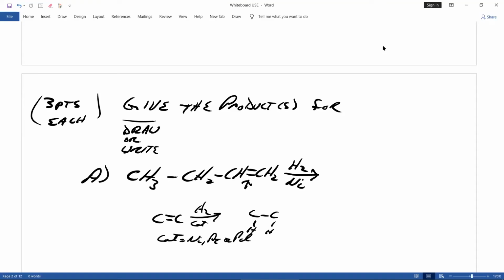Now, this is an important thing. Do you break carbon-carbon single bonds? No, except for combustion. When you burn something, you do. It's rare. In this class and other classes I teach, you don't. So don't.